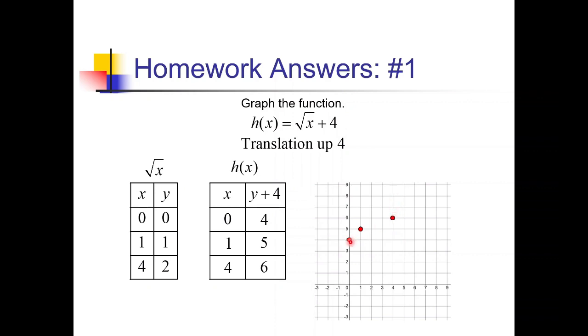There we go. And we have an endpoint with these square roots. That's at 0, 0, or now 0, 4. So starting here, we're going to go through the rest of these off into the distance.